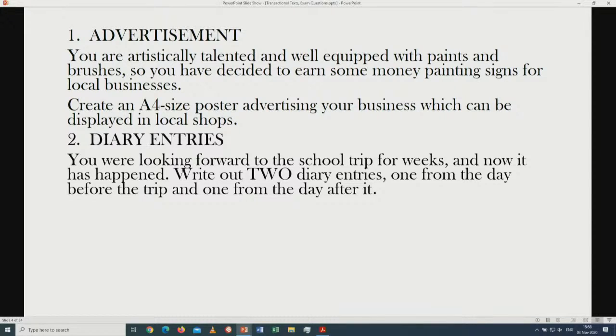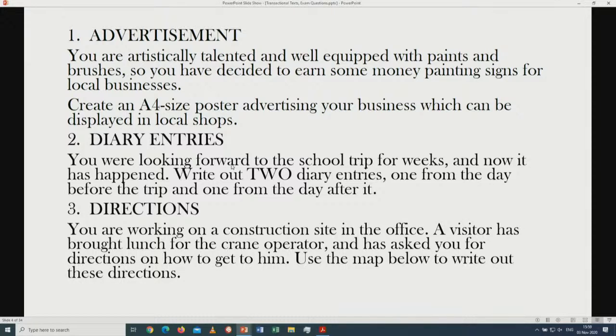Right, diary entries. Now, the very simple one, it's talking about a school trip. 2 diary entries. Now, please note 2. If you write 3 diary entries, the last one will not be marked. If you write 1 diary entry, you're only going to get half the marks because you need 2. So watch out for that. Always make sure that you got the correct amount. 1 from the day before the trip, 1 from the day after. So you've got before, trip, and after. So they'll be 2 days apart. If the first one's on the 9th of the month, the second diary entry is going to be on the 11th of the month.